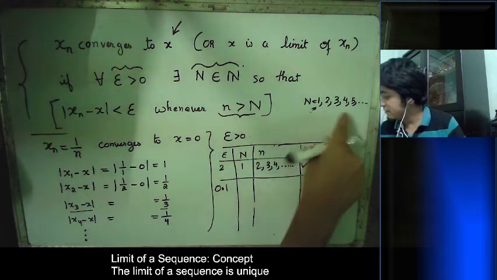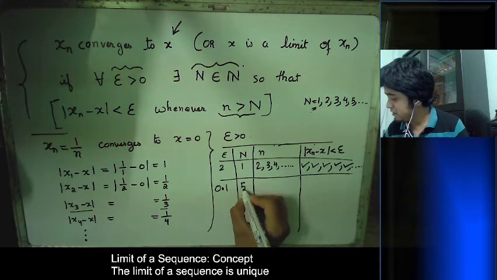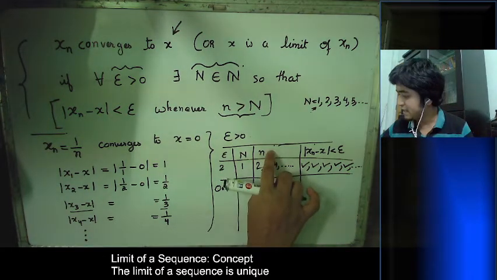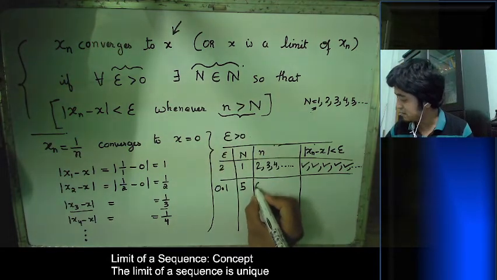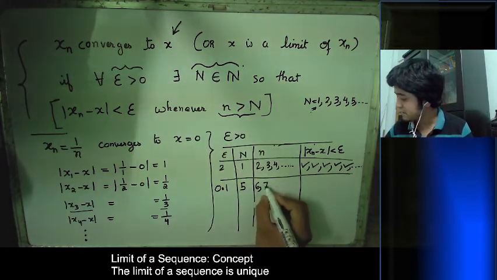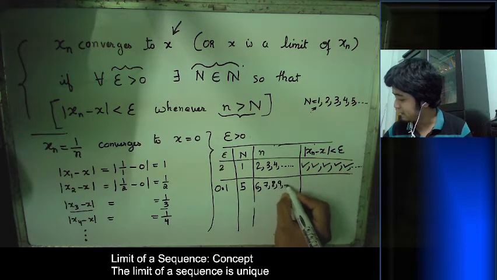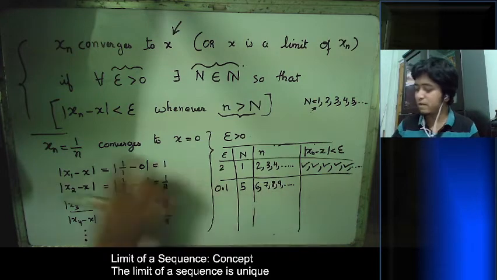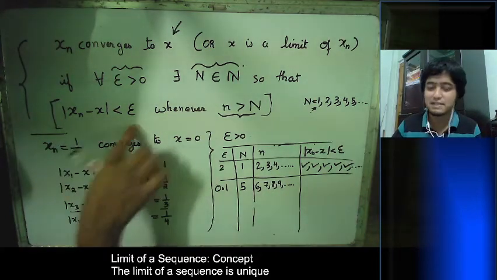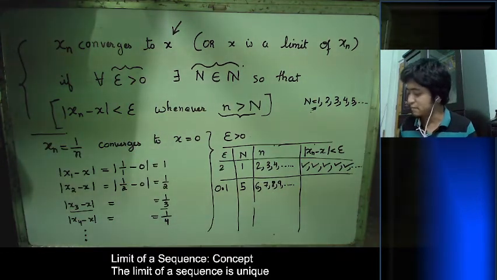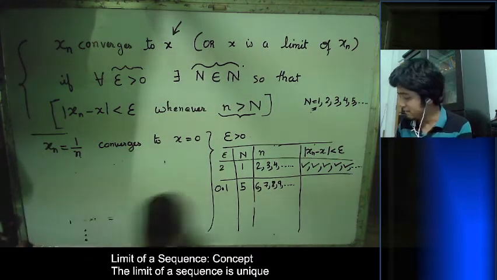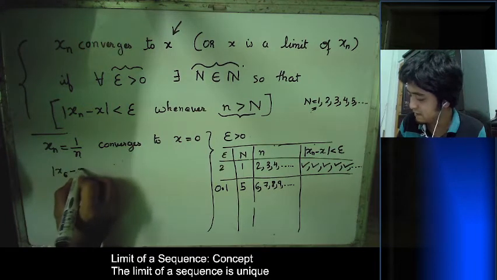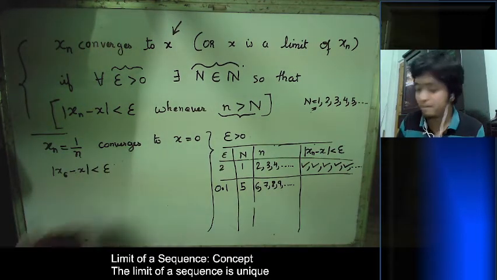Suppose I am giving the number 5. Now you will have to check n. n will be greater than N, so the possible values are 6, 7, 8, 9, and so on. For each of these values, we will calculate |xn minus x| and check whether it's less than this epsilon or not. So let's see. |x6 minus x|. Is it less than epsilon?